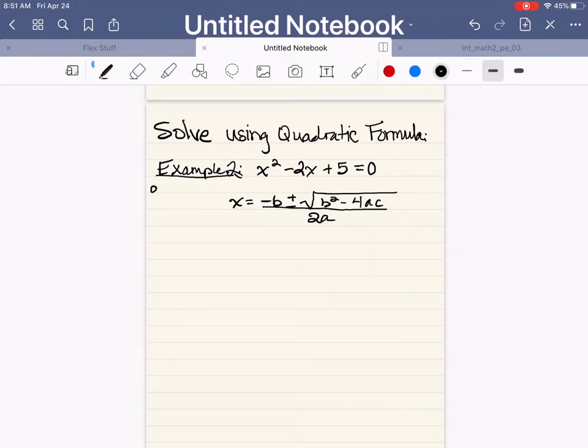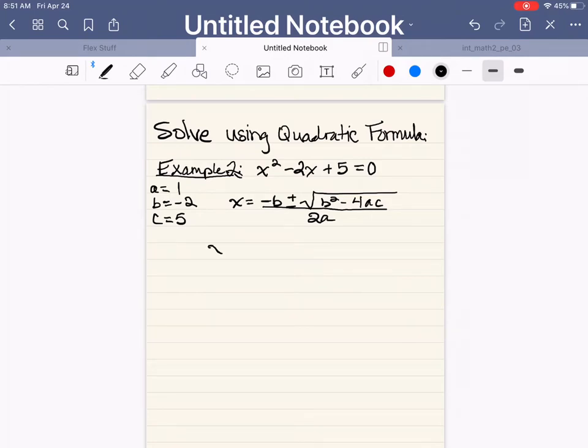So a equals 1, there's nothing in front of x squared. B, the number in front of x, is negative 2, and c is 5. So now we're going to go ahead and plug a, b, and c in to the quadratic formula.